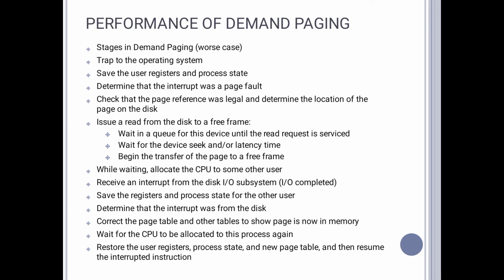For the performance of demand paging, a page fault causes the following sequence to occur: trap to the operating system; save the user registers and process state, and determine that the interrupt was a page fault; check that the page reference was legal and determine the location of the page on the disk; issue a read from the disk to a free frame; wait in a queue for this device until the read request is serviced.